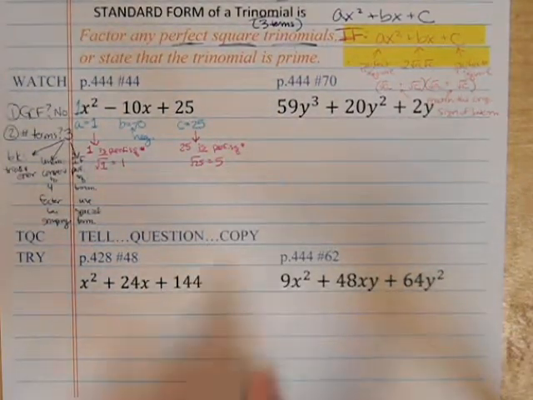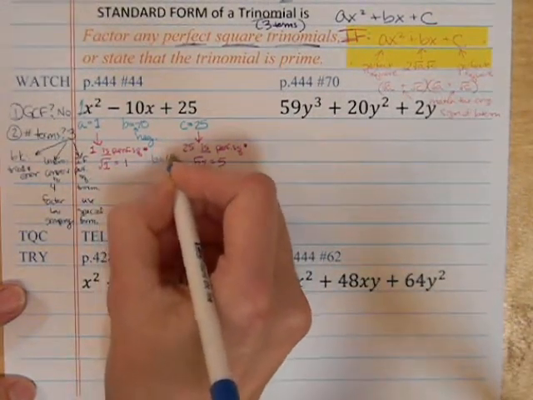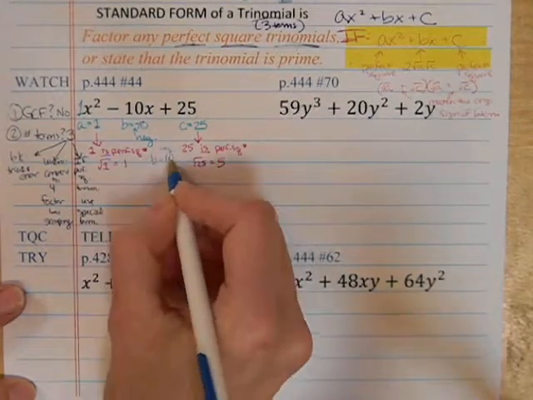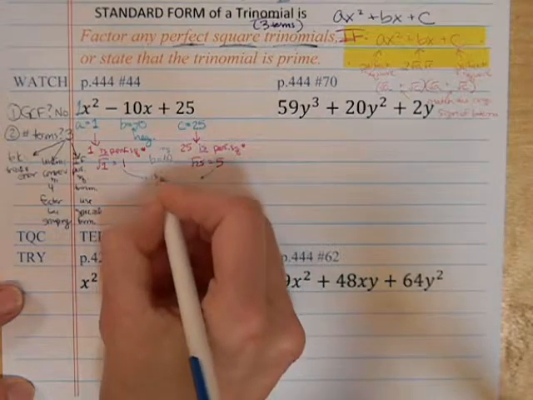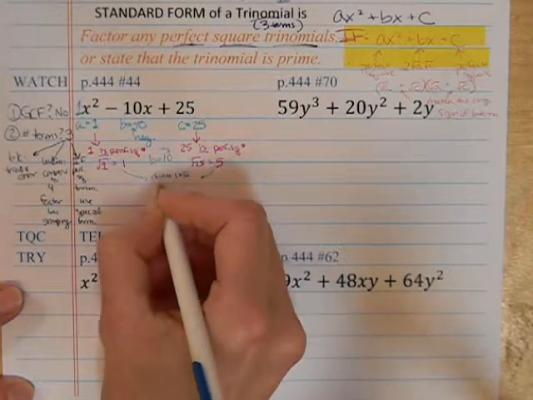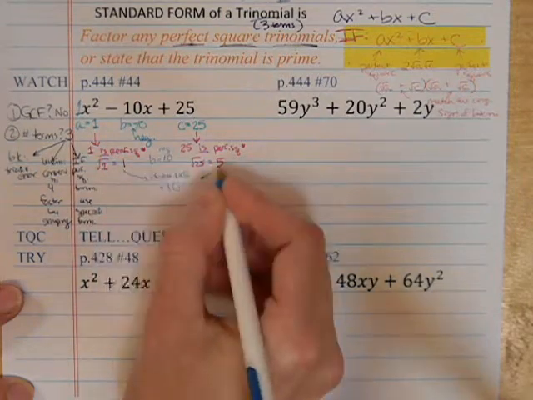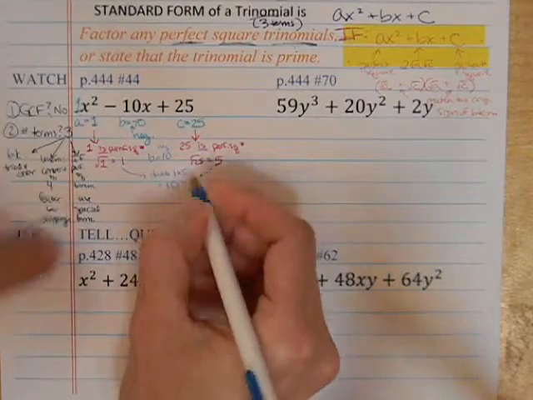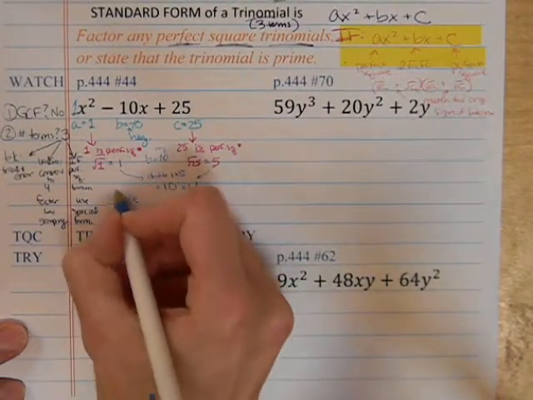And then you look at those two square roots and you say, is b, so b is 10. We know it's negative, but right now we're just focused on the fact that it's 10. And we say, is 10 the two square roots multiplied together and doubled? 1 times 5 is 5, double that is 10, and that equals b. So we have a perfect square trinomial.